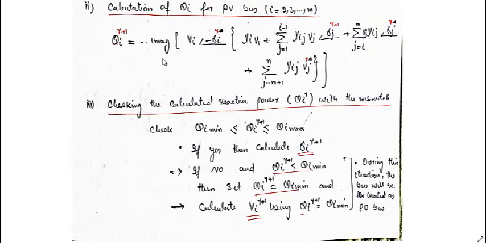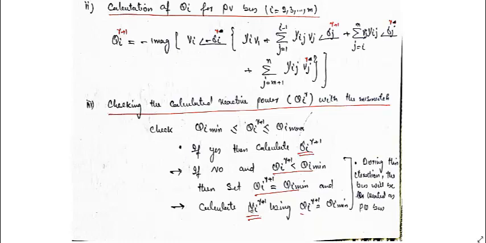We have to first see whether this will remain the PV bus or not. So when we calculate it, after that we have to check whether the reactive power is within the limit or not. If it is within this limit, then we have to calculate delta_i^(r+1). If no, and if Q_i is less than Q_i minimum, we have to make Q_i^(r+1) equal to Q_i minimum and then calculate the voltages. Because for this iteration, this will not be the PV bus, this will be the PQ bus.